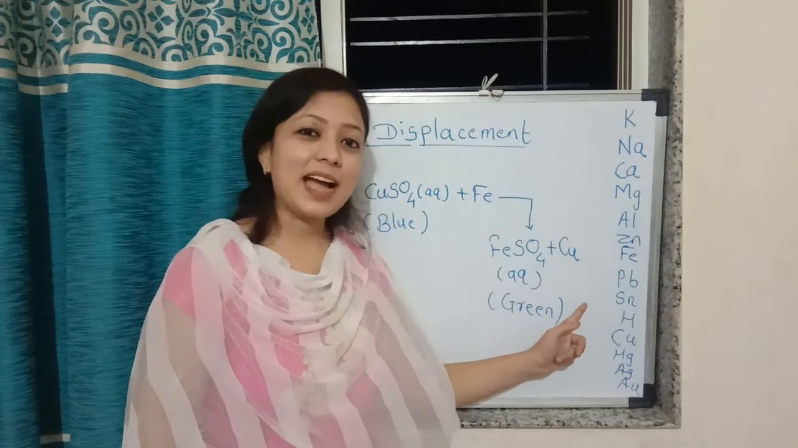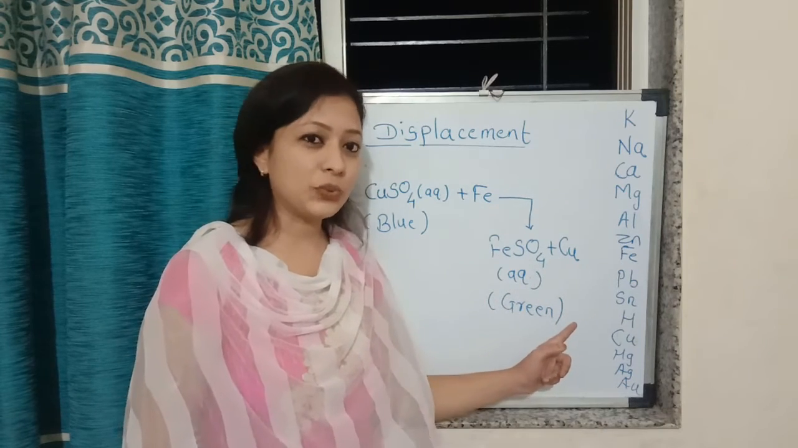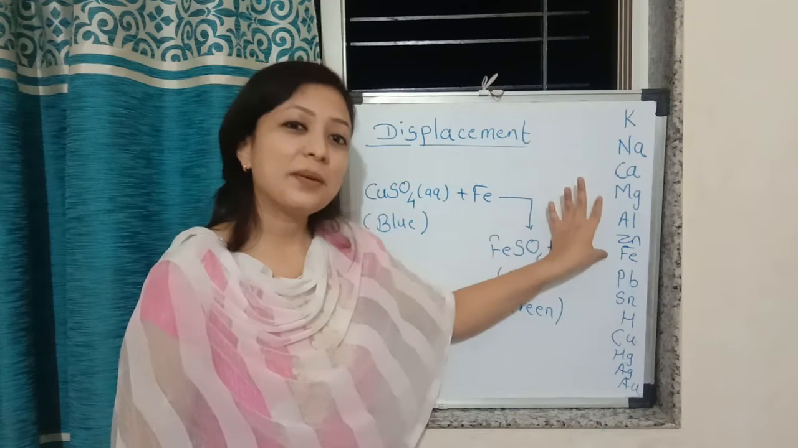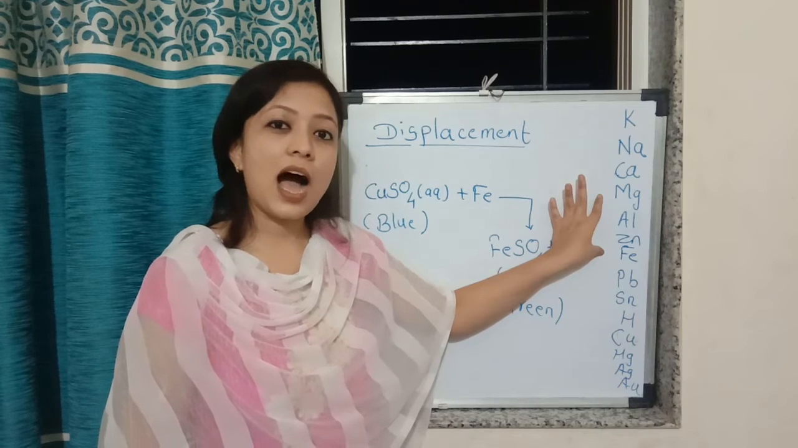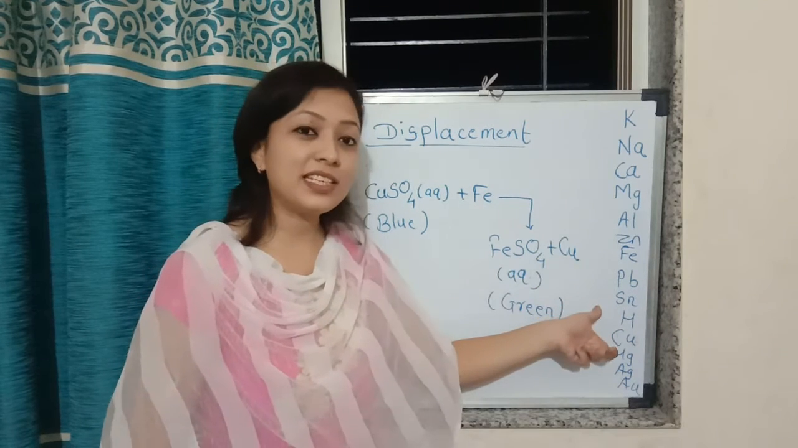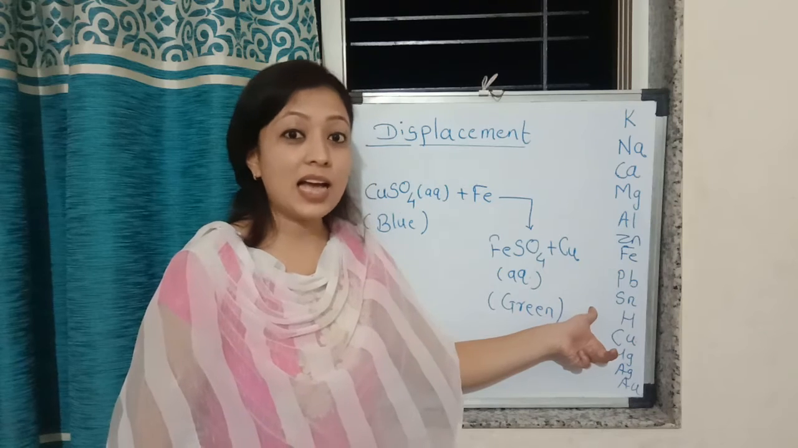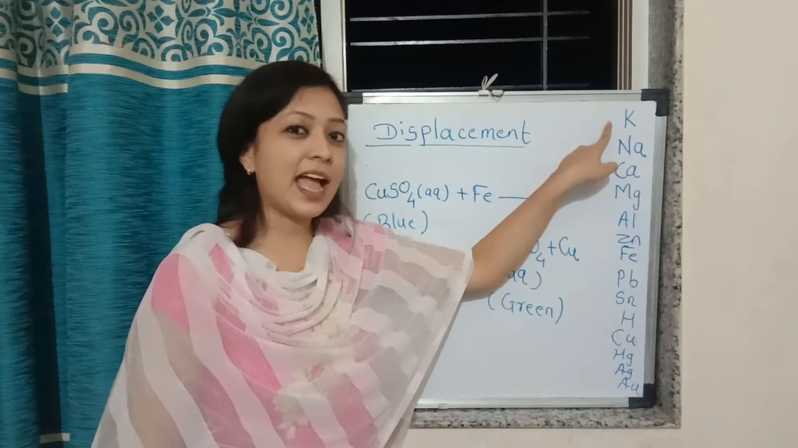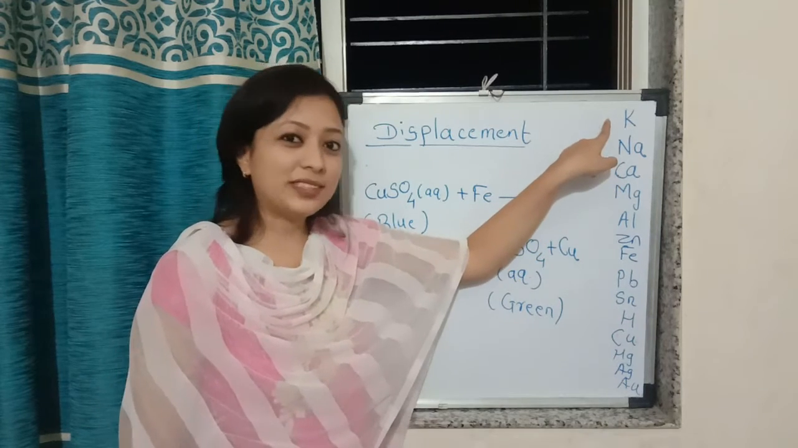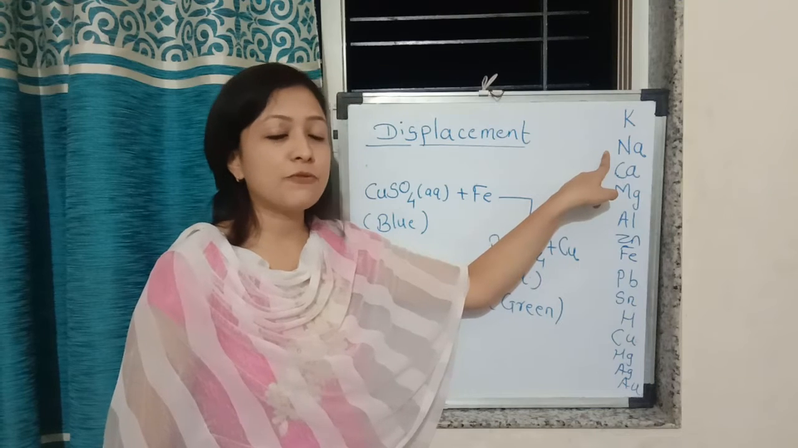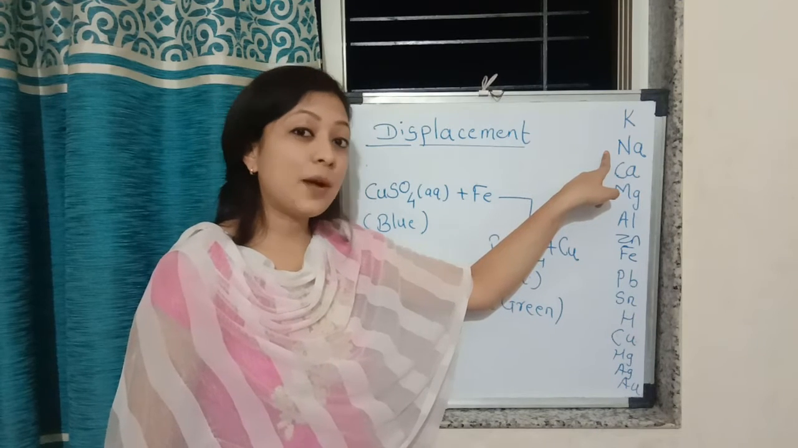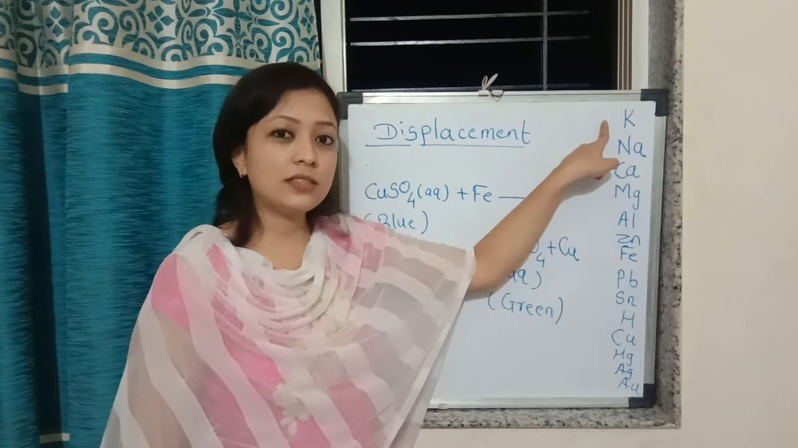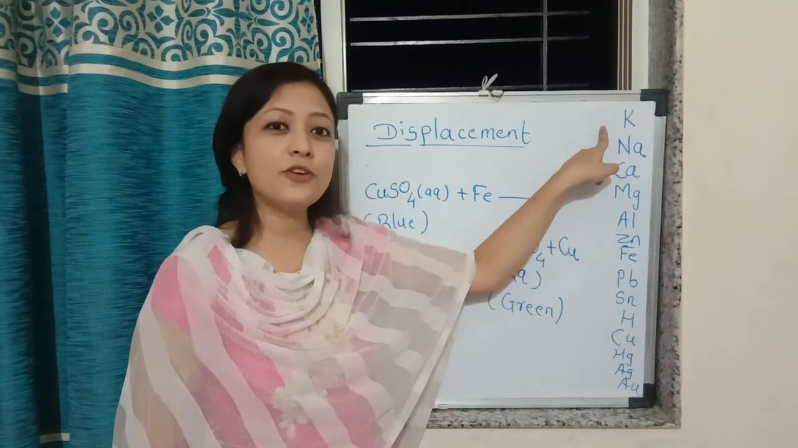Now here is the reactivity series of metals. What does it show? The elements at the top are highly reactive. The metals in the middle are moderately reactive, and the metals at the bottom are least reactive. It means potassium is more reactive than sodium, so potassium can displace sodium from its salt solution. In opposite, if sodium metal is added into a salt solution of potassium, there will be no reaction.